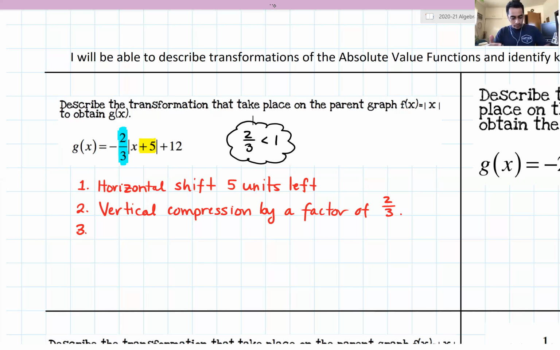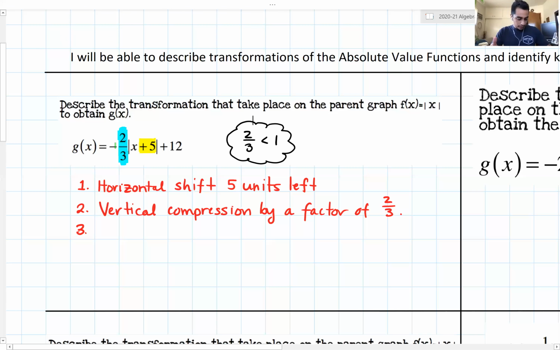Okay, so now the third type of transformation you want to describe is any reflections. And we've kind of mentioned this already, right? So we have a negative out in front of the A value. The negative is in front of the absolute value. So we have a reflection, we know that, but there's two possibilities. It could reflect over the x-axis, which causes the V to point downwards, or it could be a reflection across the y-axis, which causes the V to get mirrored onto the other side. Right? Which type of reflection is happening in this situation?